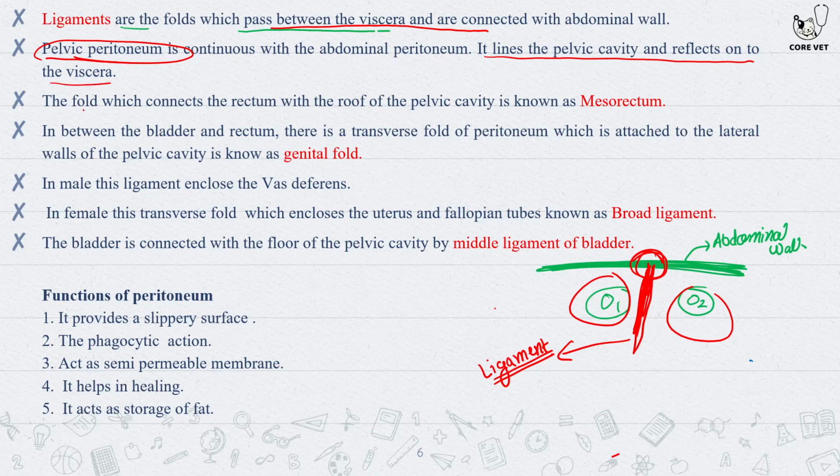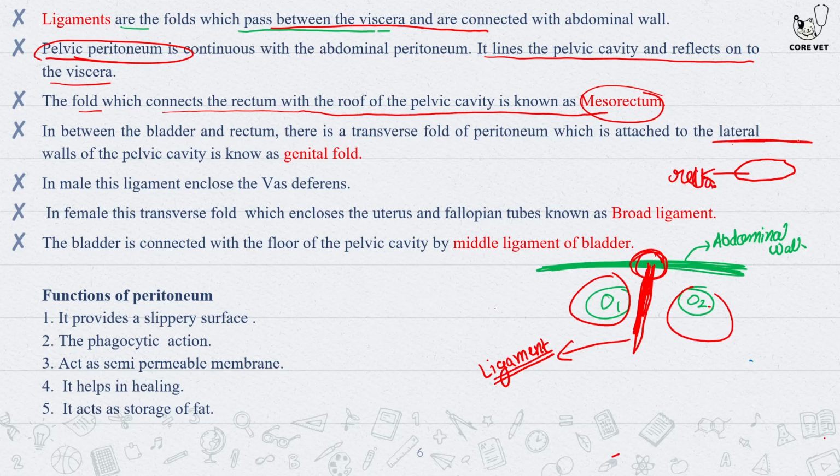Right now, there is also a fold which connects the rectum. A fold that connects the rectum to the roof of the pelvic cavity is the mesorectum. All the stuff is similar. So this is the rectum. This is the abdominal wall. So the fold that is connecting the two is known as the mesorectum. That's what the line signifies.